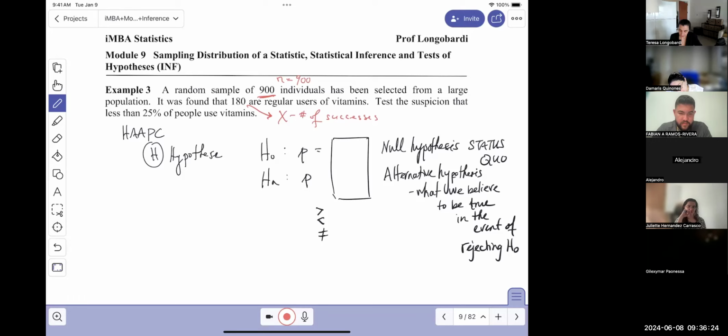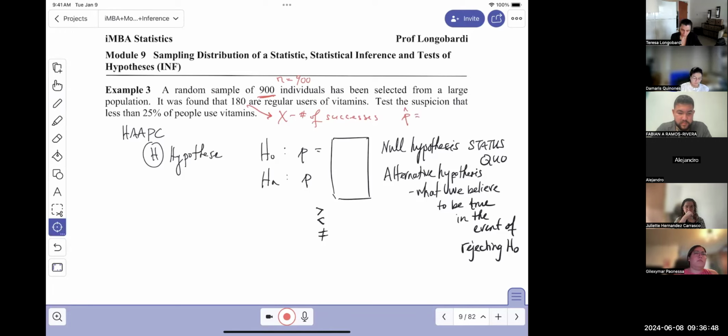Okay, so we have X and we have N. Now what do we do? What can we do with that information? That's our sample result. Excellent, Jennifer. So we calculate P hat. P hat is a statistic. X is a statistic too, but we're going to use P hat because we're talking about the proportion. So X over N. X is 180, N is 900. What do you get when you make that calculation?